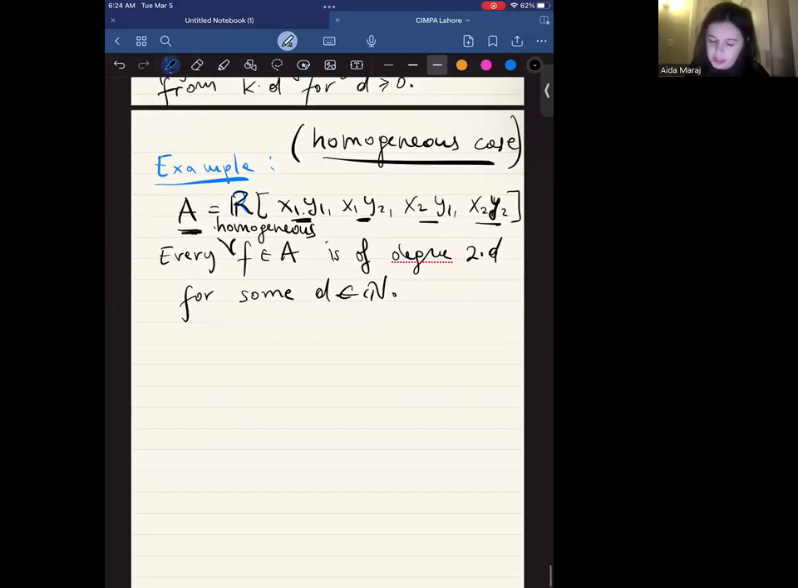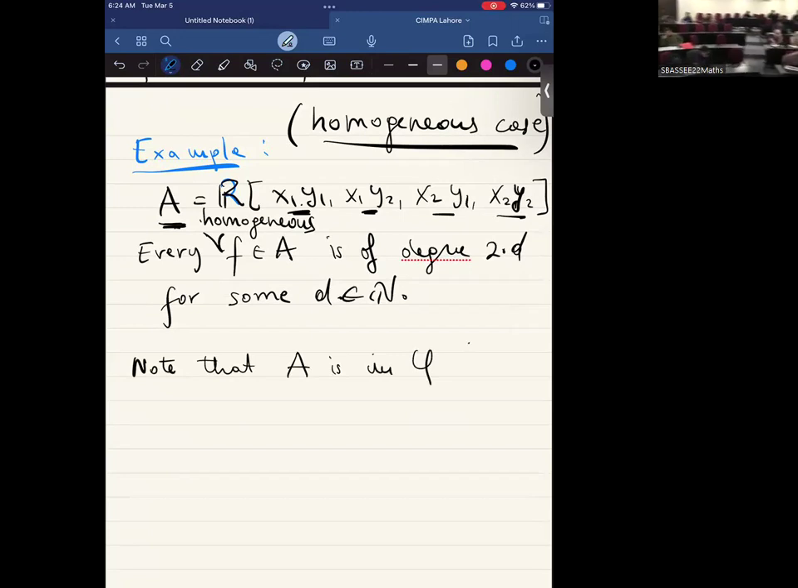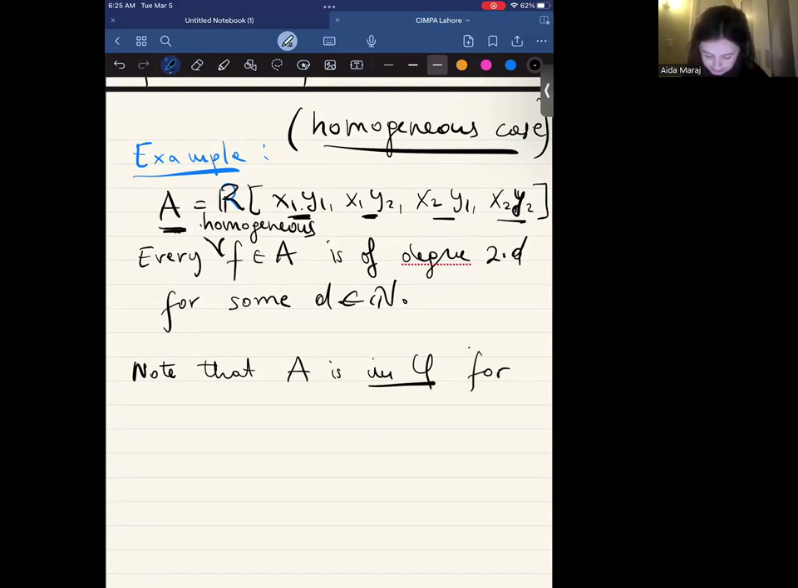Okay. So while we are in this example, note that this A is the image of phi. If it is non-homogeneous, then still the maximal degree will be 2 times d. Yeah, it's always even. Every term will be of even degree. Yes, that's why.